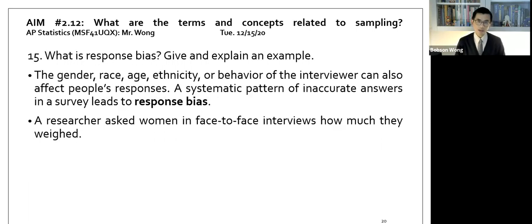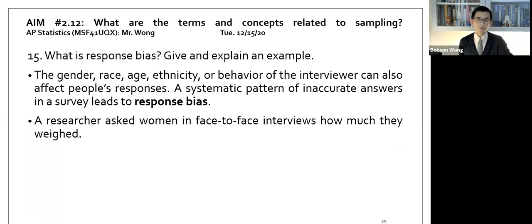Now, there's another kind of bias that is called response bias. Now, this term is a little confusing. Response bias refers to something about the interviewer, the gender, the age, the ethnicity, something about the interviewer that can affect people's responses in a systematic way. So one example that I thought of is a researcher asks women, how much do you weigh? But they do it in person, face to face. So think about that. What kind of bias does that introduce?